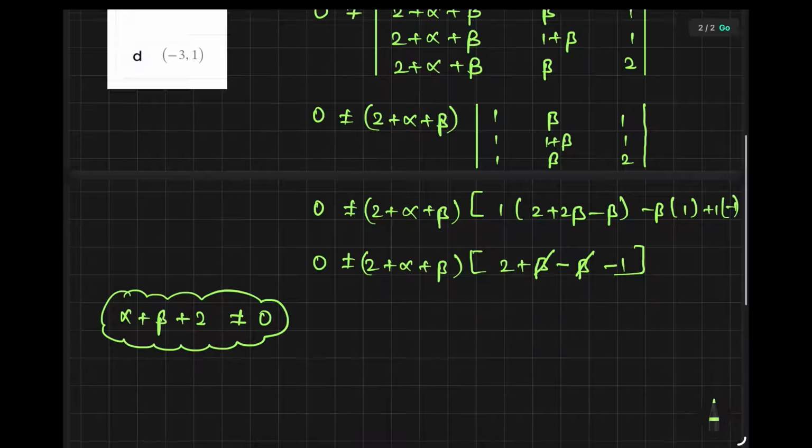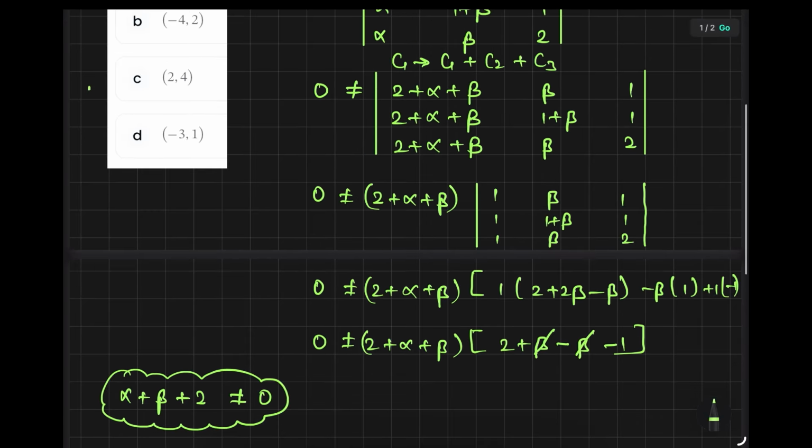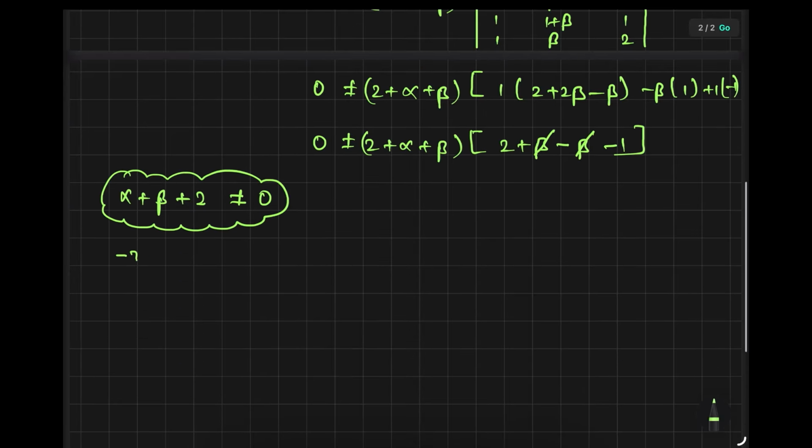Then we have 2, 4. So you got 2 plus 4 plus 2. Yes, it is not equal to 0. This means the correct option is the third one. I will check the fourth choice too. Okay, so minus 3, 1. So minus 3 plus 1 plus 2. Again it is going to be 0. This means option four is also wrong.